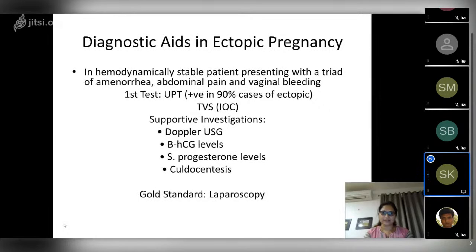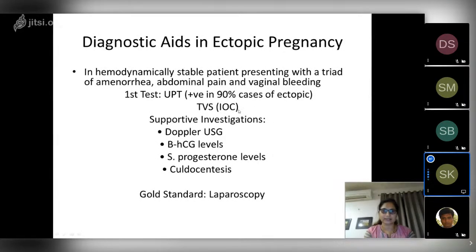Based on the history, if you have suspected an ectopic pregnancy, subject her to several tests. First will be a urine pregnancy test, which will be positive in about 90% of the cases of ectopic pregnancy. But the most important investigation of choice is the TVS, that is the transvaginal sonography, which will confirm the presence of ectopic pregnancy, its location, and also confirm that it is not intrauterine, in the sense of the absence of the gestational sac in the uterus, the presence of an adnexal mass either on the left or the right side, and the presence of any free fluid in the pouch of Douglas, which indicates that there could be a rupture of the ectopic pregnancy.